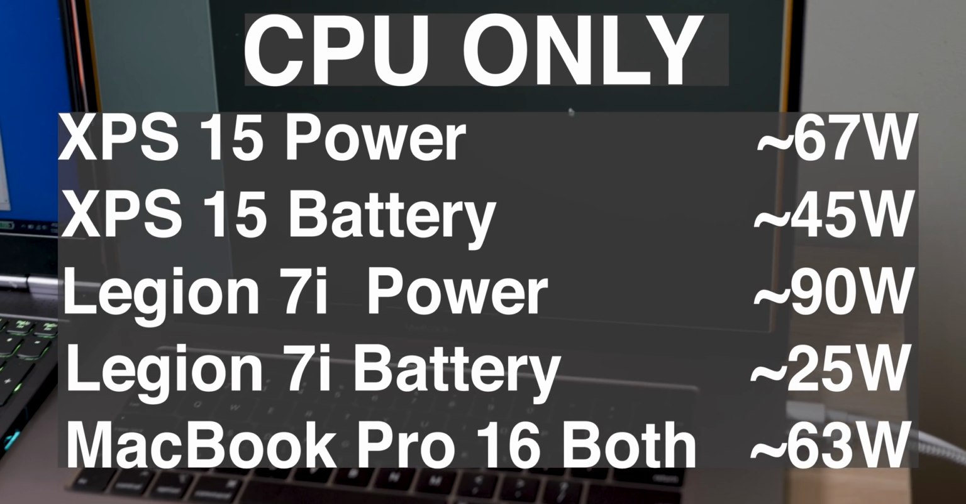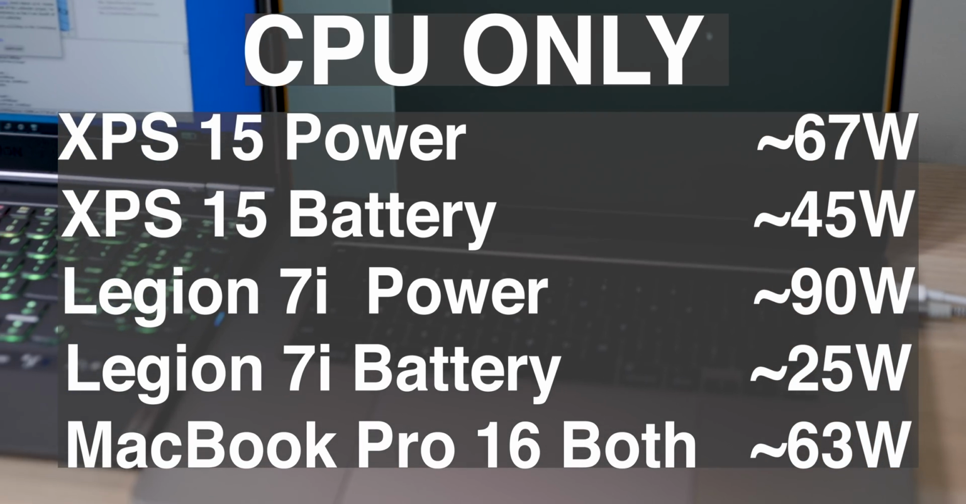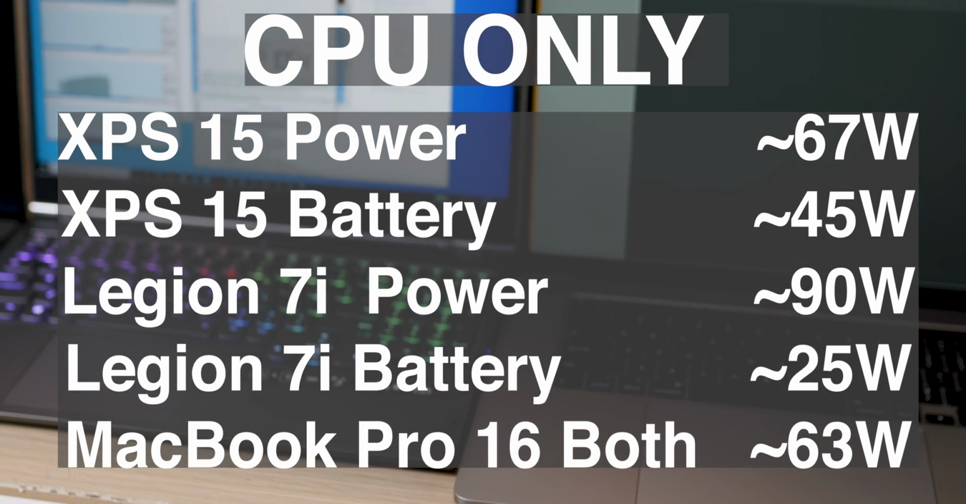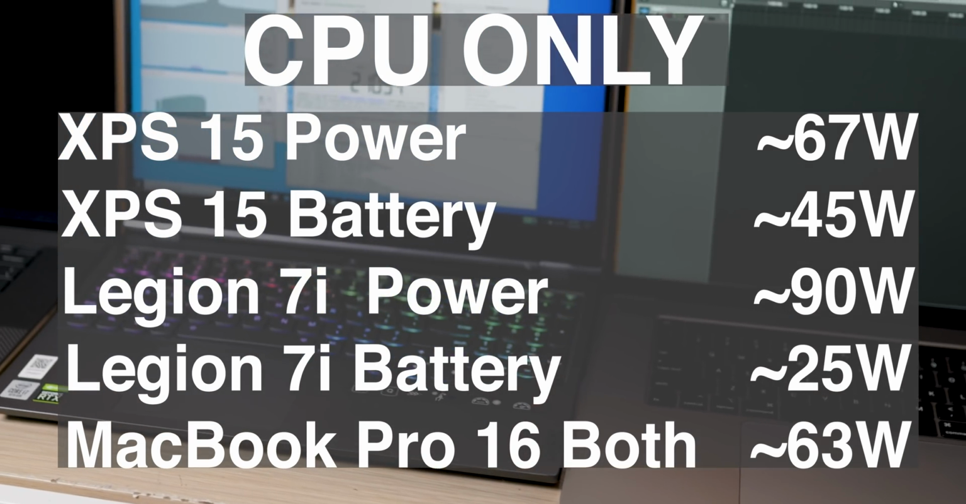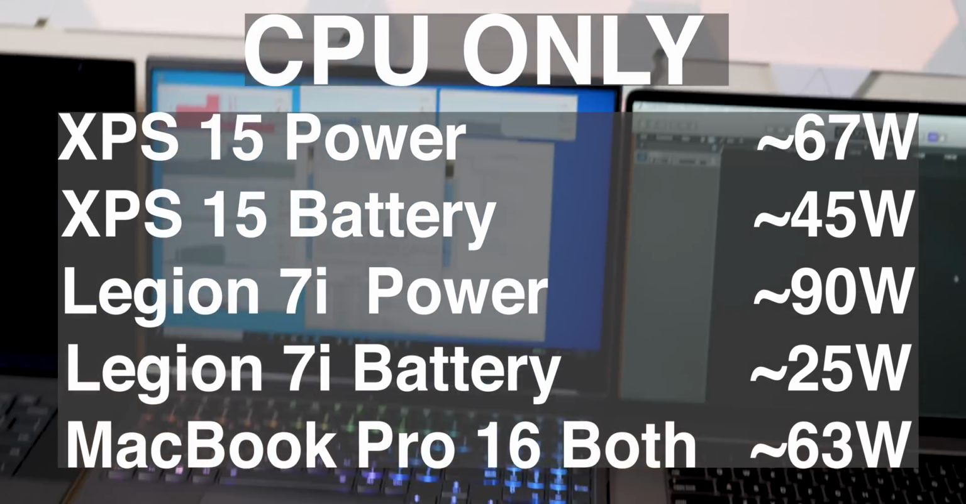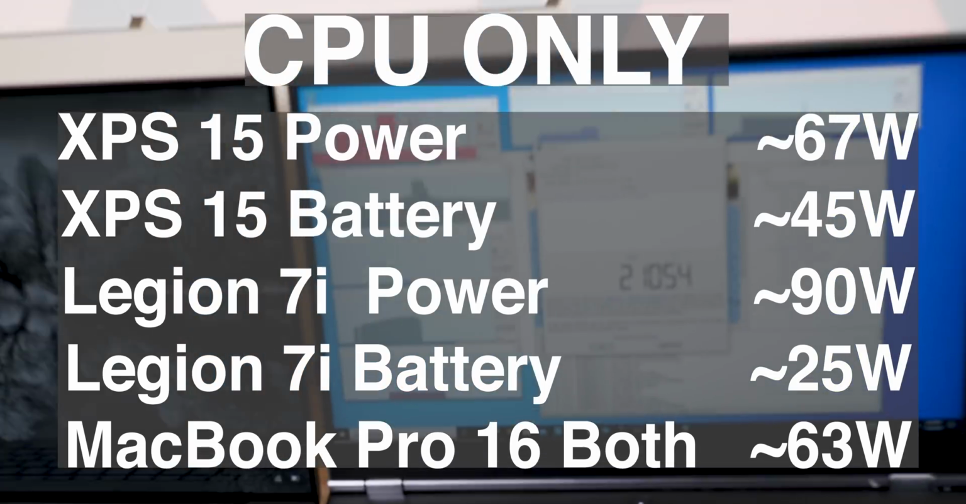Now, let's unplug it. With the XPS 17, you get a score of 2,700 unplugged. So it only loses 300 points, and it maintains about 45 watts at the end of Cinebench. So unplugged, the XPS 17 can use 45 watts on the CPU.